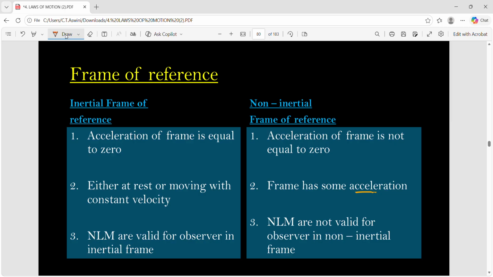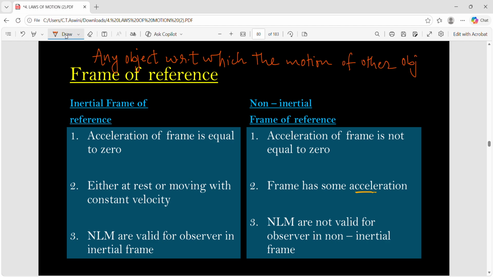I'm going to write the definition, try to understand it. Frame of reference can be anything or any object with respect to which the motion of other objects can be measured.